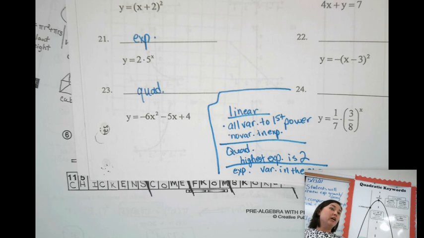So that little quick review there, do you kind of remember a little bit of what the equations look like for each type? Yes, no, thumbs up, thumbs down, something?